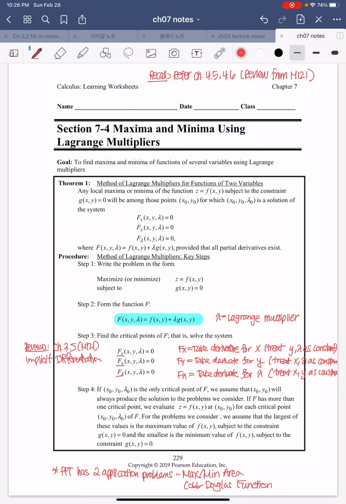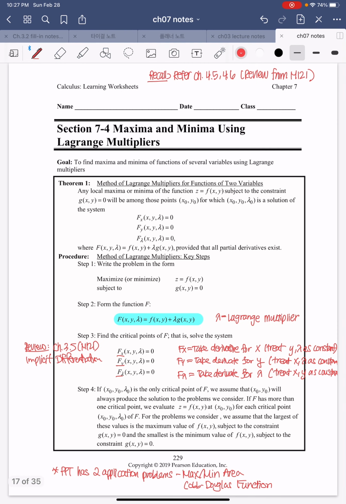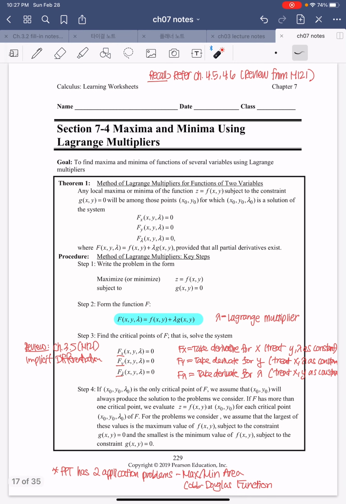All right, so let's go through each step and then work on 3 exercises. Let's just jump right into the problems. Number 1, we have used theorem 1 to explain why no minimum exists. Well, let's go through step 1. Step 1 says, write the problem in the form z is equal to f of x, y, and then we are subjecting it to g of x, y set equal to 0. So we have 2 equations. Here's my z of x, y, and then here's my subject, which will be my g function. Okay, so let's do that.